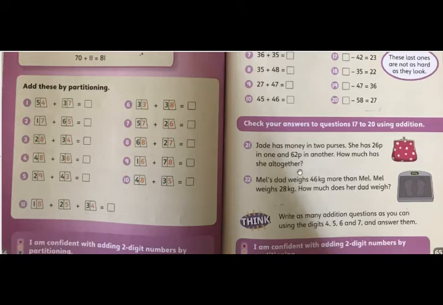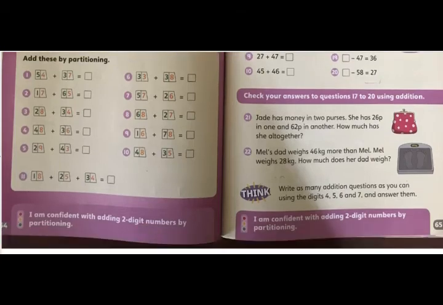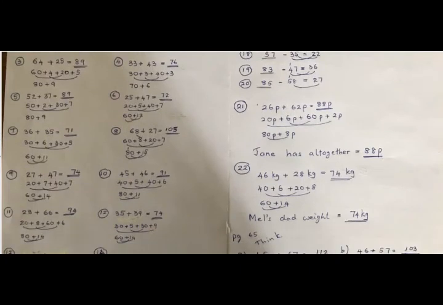What we have to do? Subtraction or addition? They are asking the total, so we have to add the values in both the purses. Right, that means we have to add 26 pence to 62 pence. See how I have done that? Right, 26 pence plus 62 pence.